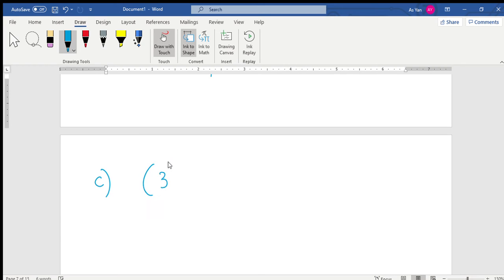3 squared times 5 raised to the power of 2, divided by 125 to the power of 5 over 3. Okay, so it looks like we don't have the same base. We have 3, we have 5, and then 125.